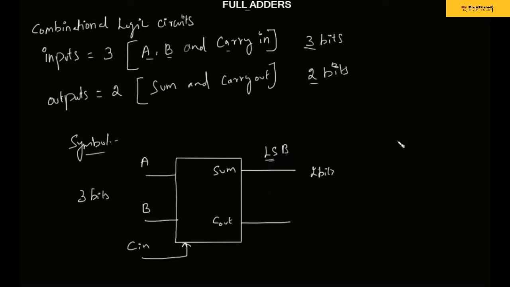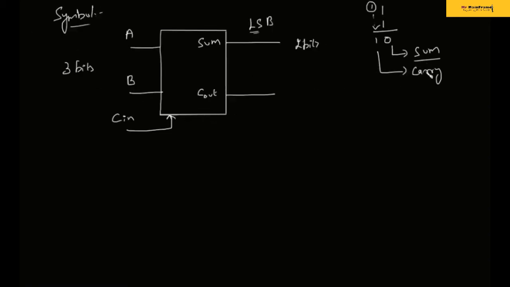The sum here on the output side represents the least significant bit. For example, if you are adding two ones, 1 plus 1, 0 will be the sum and 1 will be the carry that is taken to the next digit. So the answer is 1 0. Here the 0 stands for the sum and 1 stands for the carry. So the sum in any adder, half adder or full adder, gives you the least significant bit.